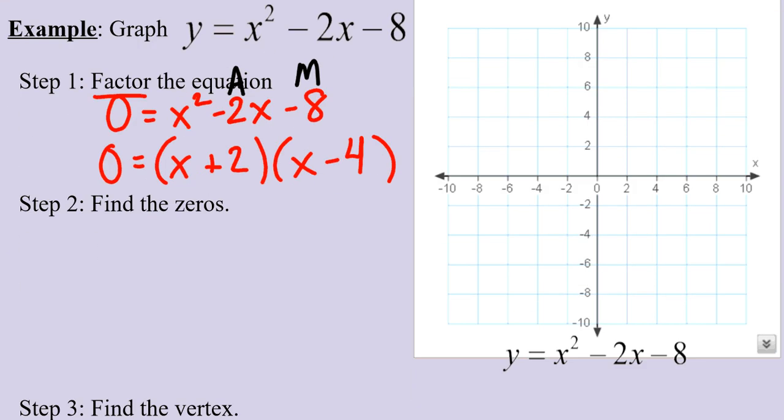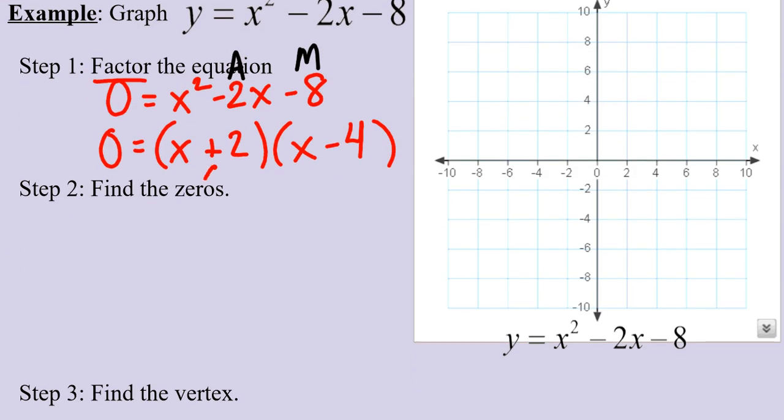Now I can actually solve. What value for x would make this statement be 0? Well, that would be 0 if x equaled negative 2. So negative 2 is my first 0 or root or x-intercept. They all mean the same thing. My other one, well, what would make this be 0 if x equaled 4? So there is where my two x-intercepts for my graph are going to be located.